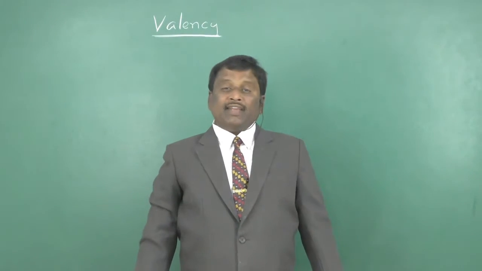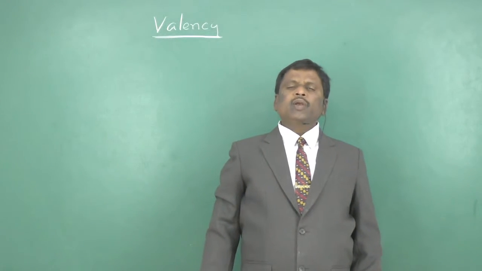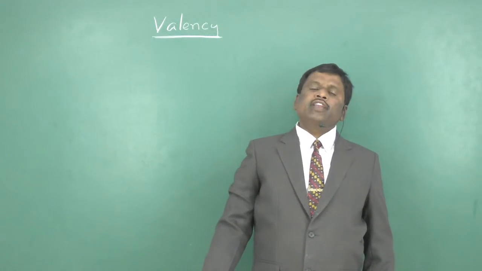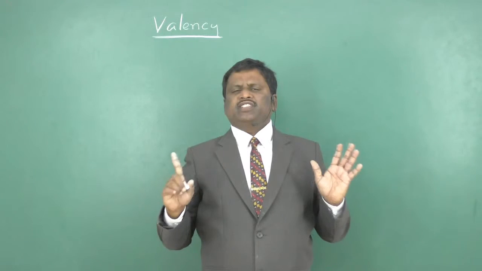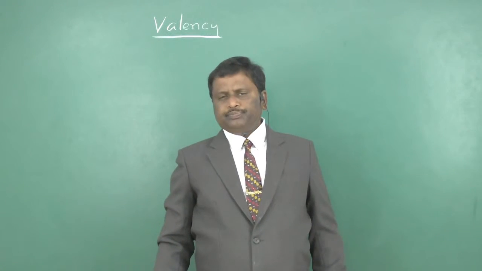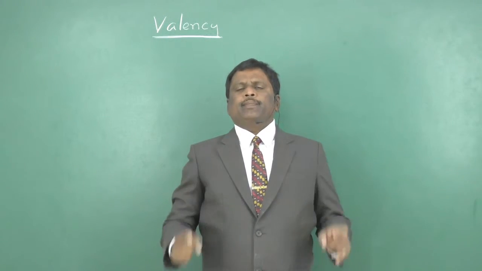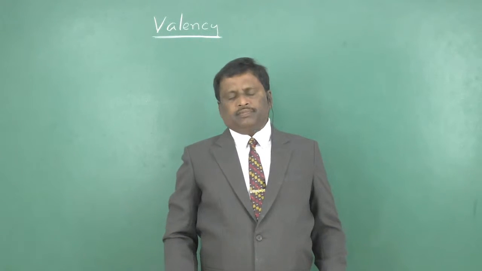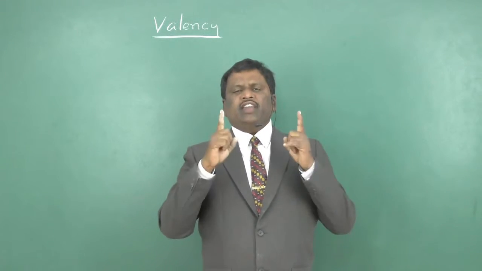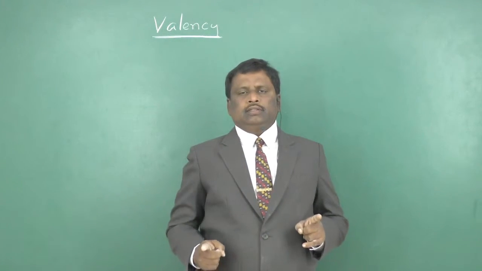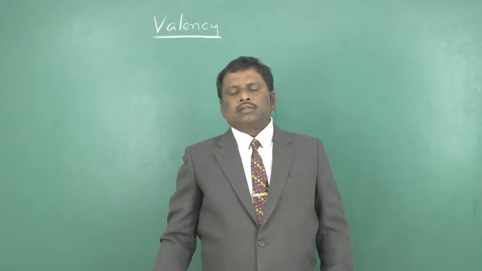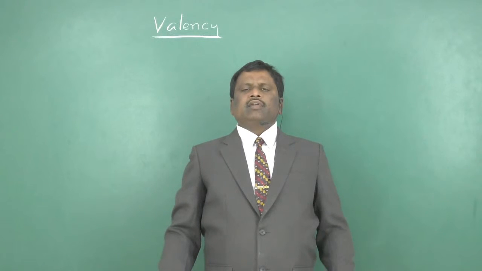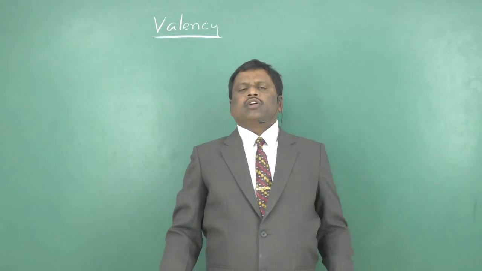So, the bonding capacity of an atom will depend upon electronic configuration once again, because whatever the properties, both physical and chemical properties of an element mainly depend upon electronic configuration. The electronic configuration of an element will decide the maximum properties of an element. So, here also valency will depend upon its electronic configuration.